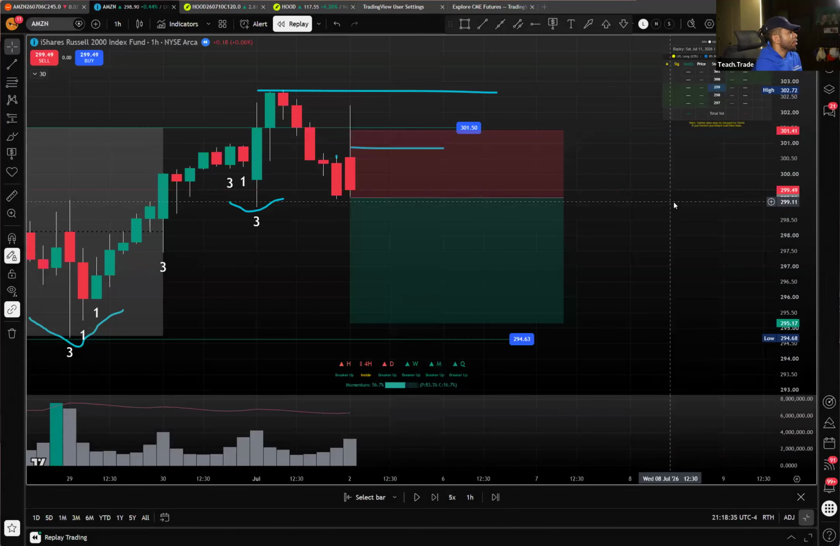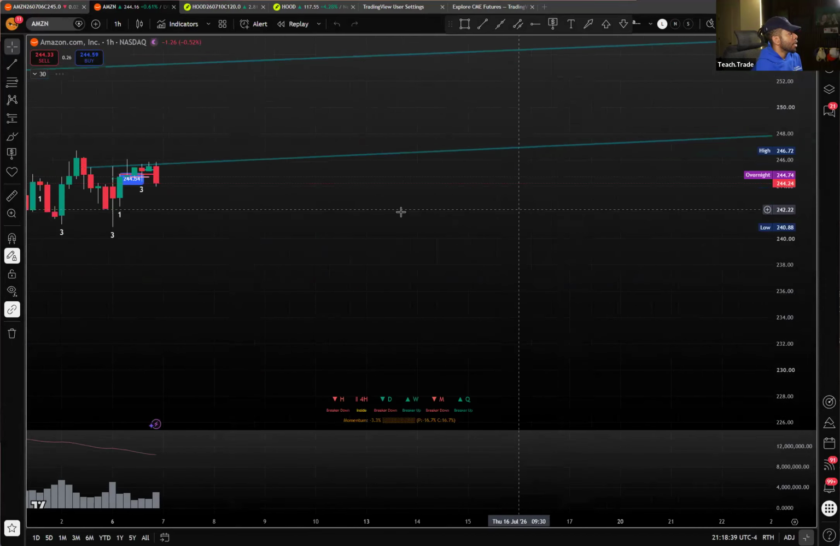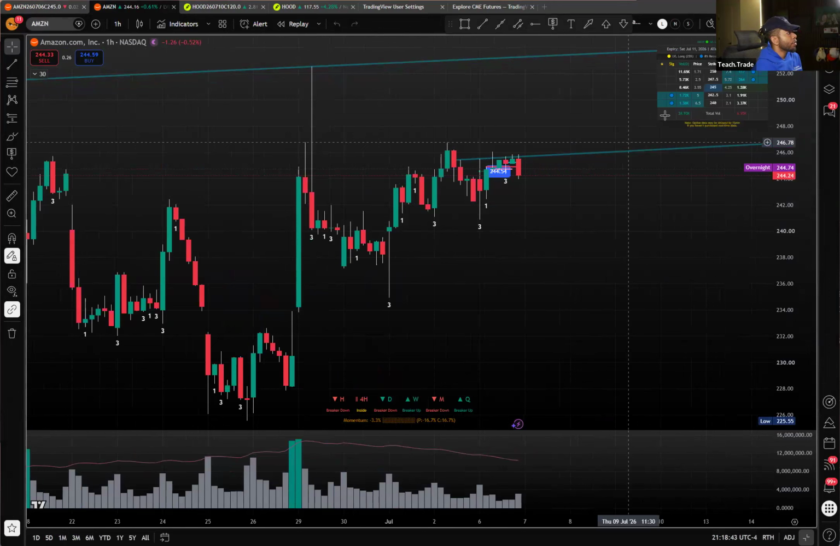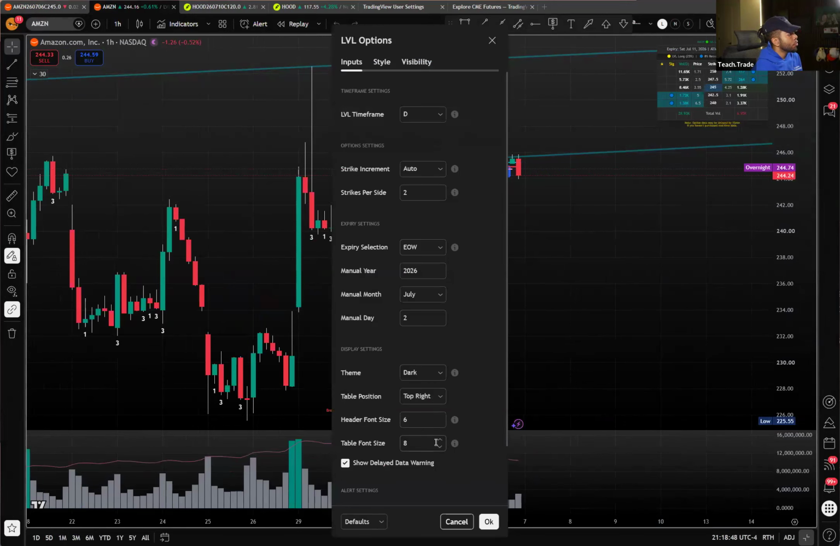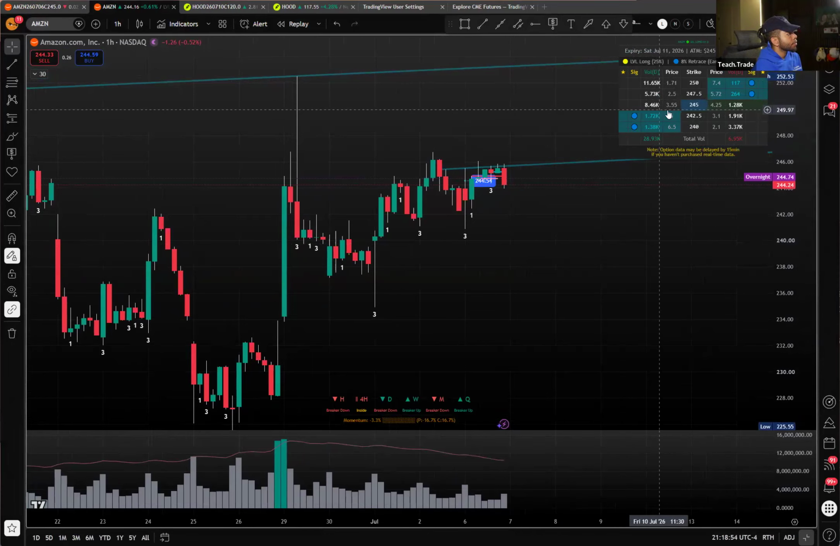I just want to see if the options optimizer is going to show us anything on Amazon, just for reference. So this did come up. If we see here, this 245 did come up on this level on the optimizer. We see that that had the most volume. And so that was just something to consider there.